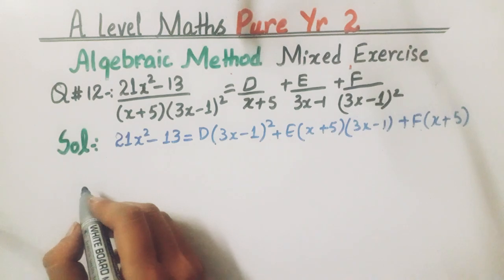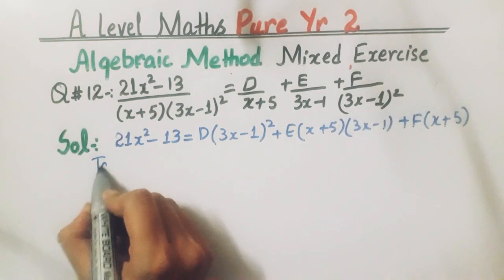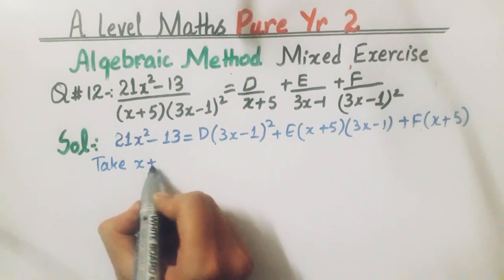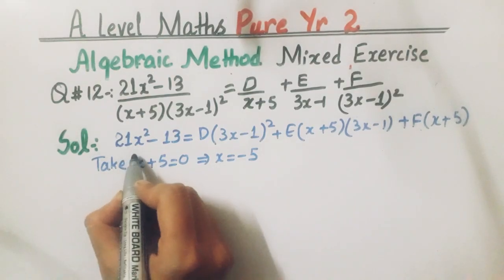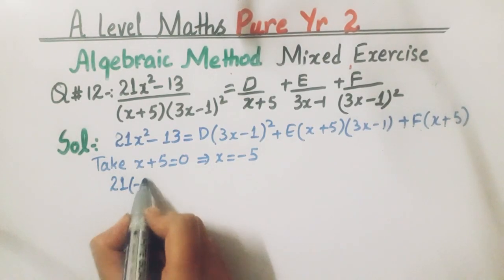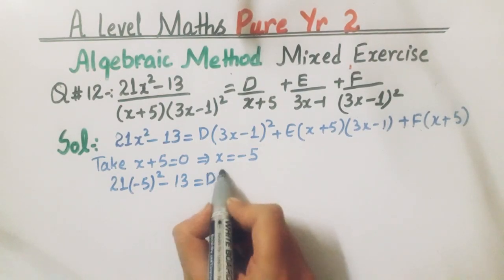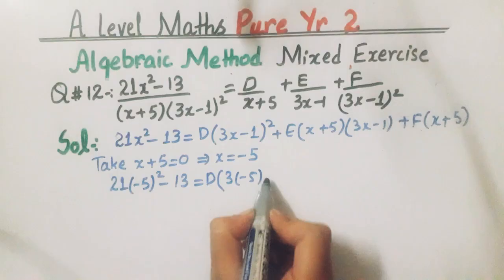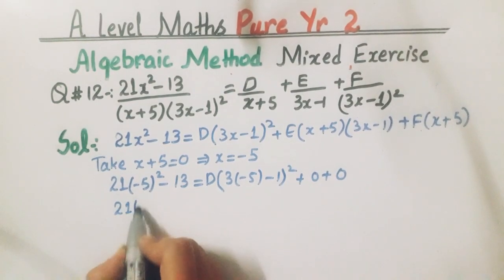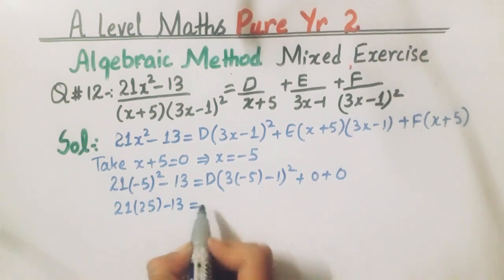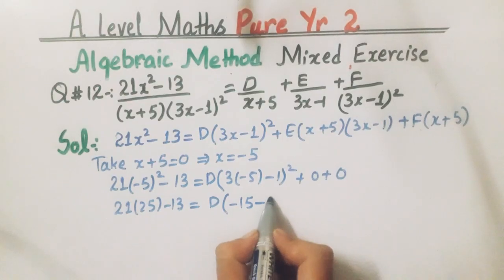Then we get, take x plus 5 equals 0, that implies x equals minus 5. So 21 into x square means 21 into (minus 5) whole square minus 13. That equals d into (3 into minus 5 minus 1) whole square plus 0 and plus 0. So 21 into 25 minus 13 equals d into (3 into minus 5 is minus 15, minus 1) square.